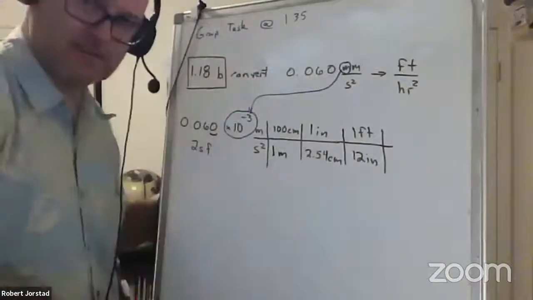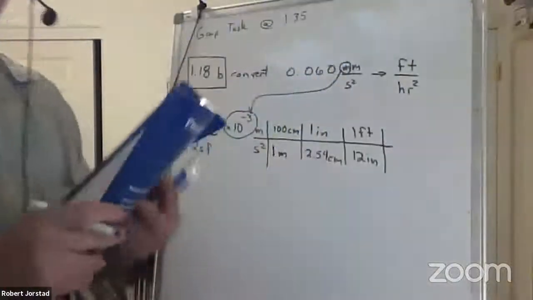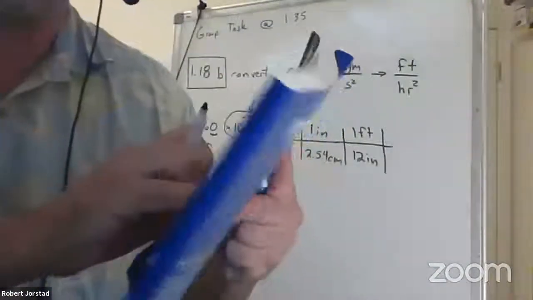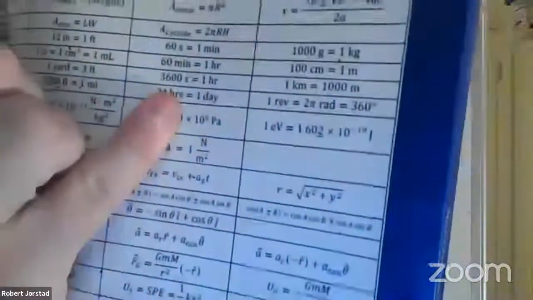Seconds to hours. If you look on the back, you know there's 60 seconds in a minute, and you know there's 60 minutes in an hour. But somewhere, I think I gave you the shortcut right there, 3,600 in an hour.